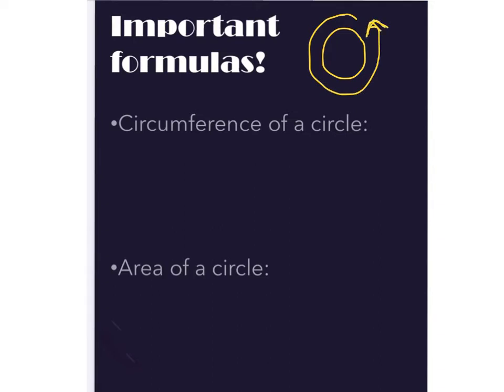Okay, so to find circumference, there are two formulas that you can use. So circumference equals, you can do 2 times pi times your radius. So if you know your radius, remember that pi, when we type it into a calculator, we're going to use 3.14.